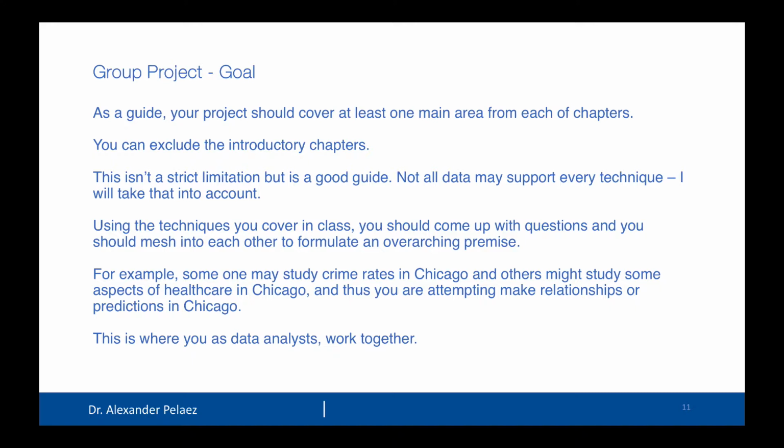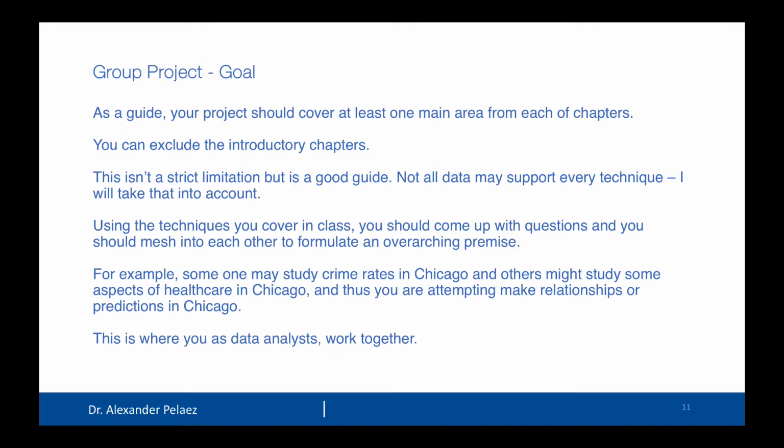Ultimately, your goal should be to cover one main area or 2 main areas from each chapter. And you can exclude the introductory chapters. And this isn't a strict limitation, but it's a pretty good guide. Not all the data will support every technique that we cover, and as you present your project, I'll take that into account. This is more about bringing everything together, that you're looking for the analysis and you're working together.